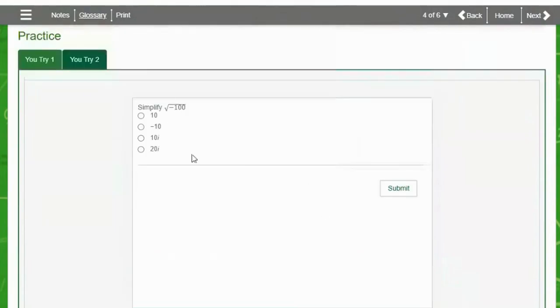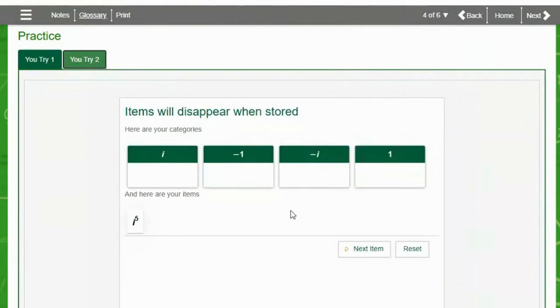Okay, 5 of these. Let's look at the you try 2s. Oh, this is a good one. i to the 5th. Which one of those will they equal? Well, i to the 5th just equals i. That's the first in the category. i squared. i squared is negative 1. i to the 7th. 1, 2, 3, 4, 1, 2, 3. i to the 20th. 1, 2, 3, 4, 5, 6, 7, 8, 9, 10, 11, 12, 13, 14, 15, 16, 17, 18, 19, 20. It just equals 1.